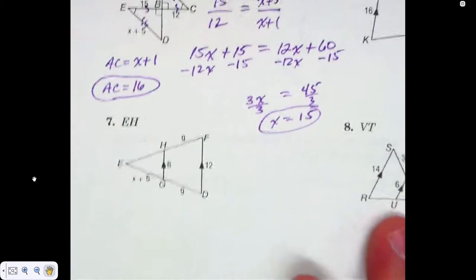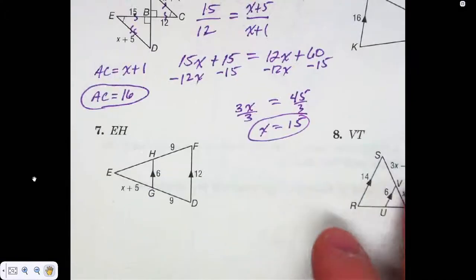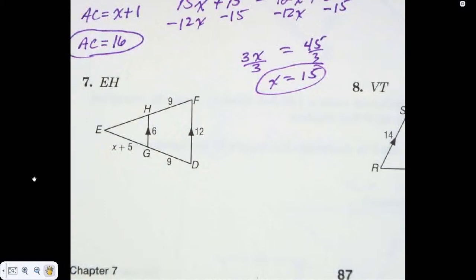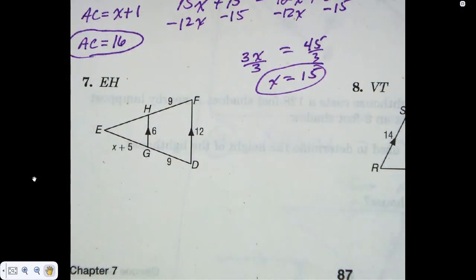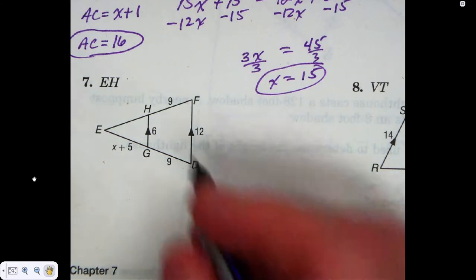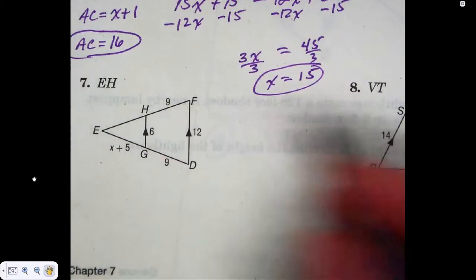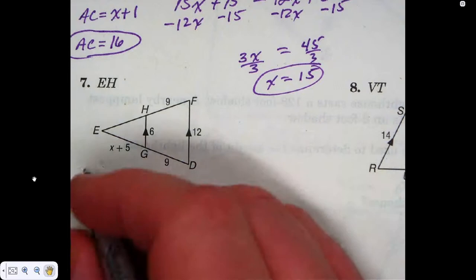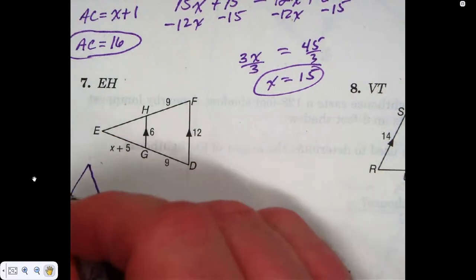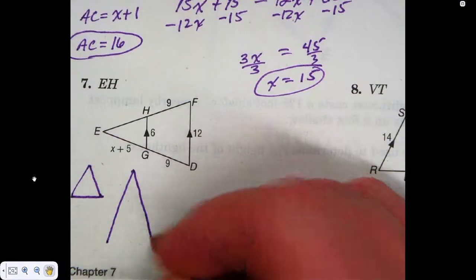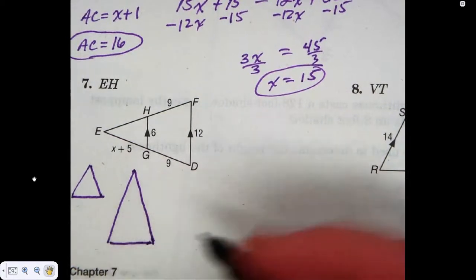Okay, I want to look at number 7 and then we'll be done. The big reason I want to look at number 7 is, guys, these are kind of hard for this reason: when you're figuring out what corresponds to what, how are you going to do that here? You've got a triangle inside of another triangle. My suggestion to you for right now, until you get used to this, is to come over here and redraw them separately.